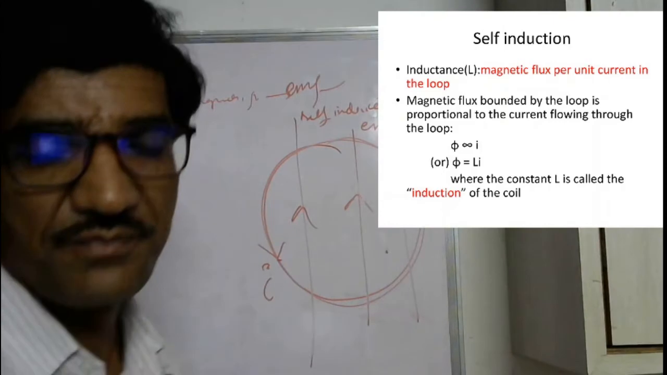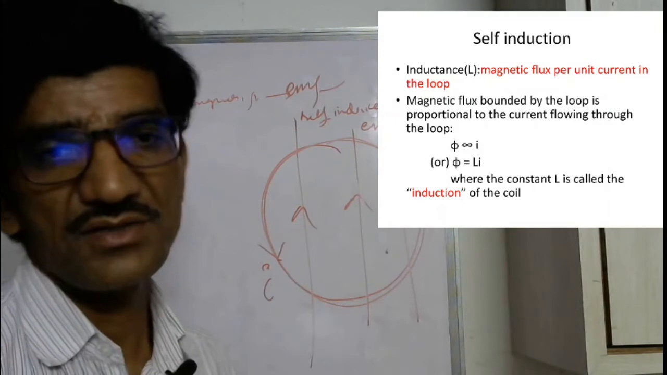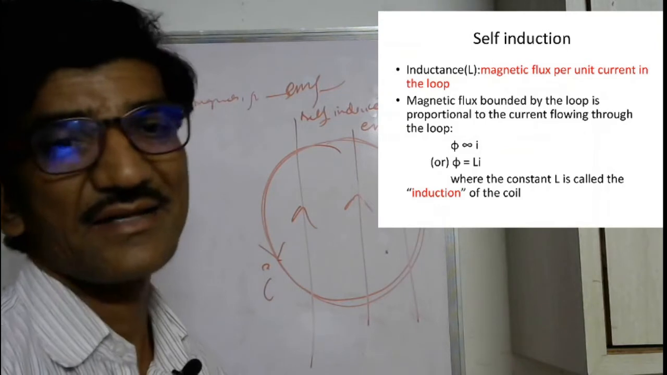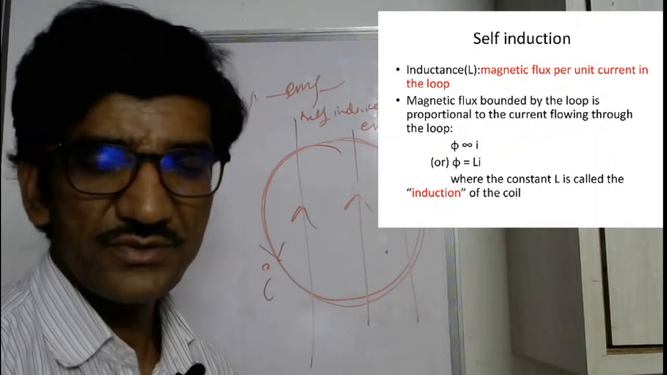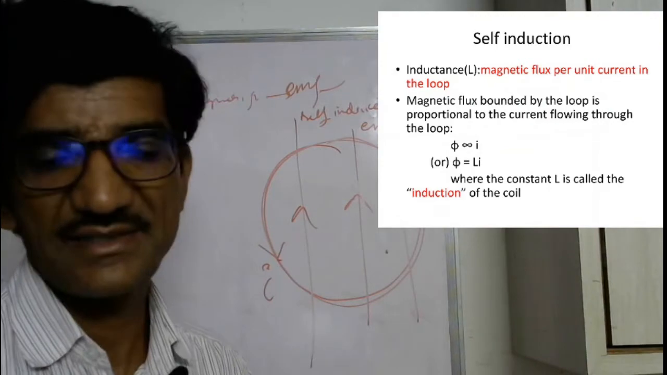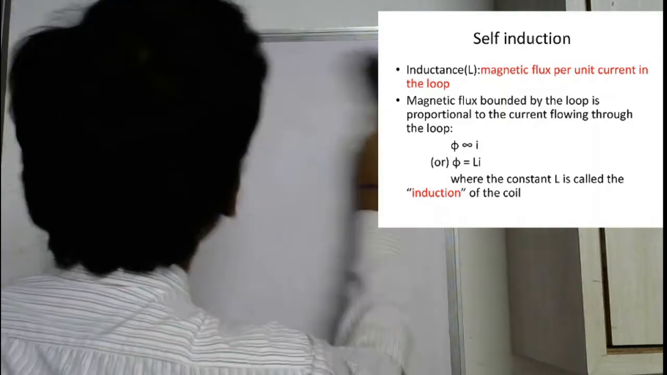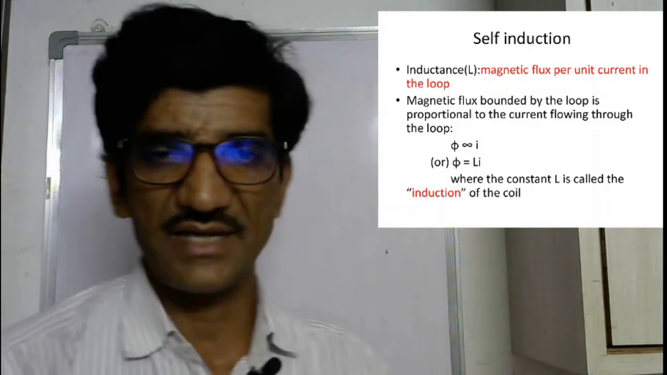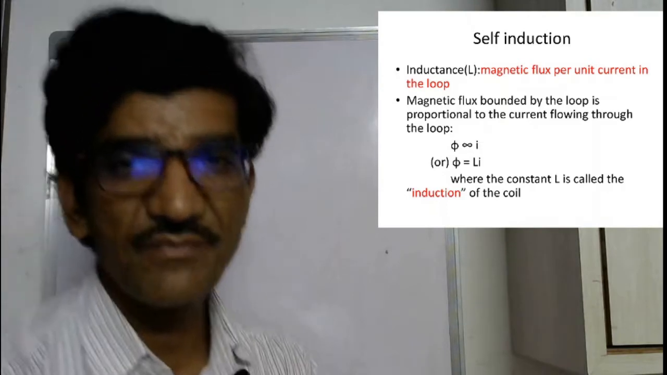Which constant characterizes this self-induction? We define a constant called L. We call this inductance as well. So for every conducting loop, you have some self-inductance. Now we are going to define this inductance. This will give you how much self-inductance is there in that coil. What is the exact definition of this inductance?